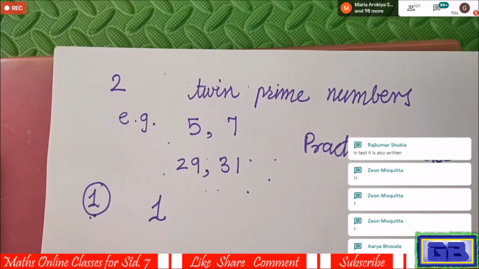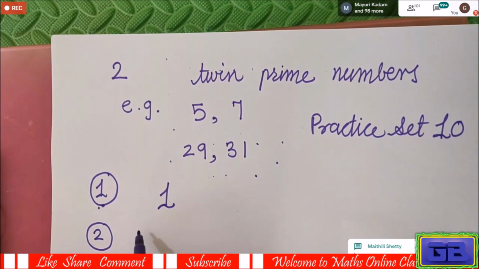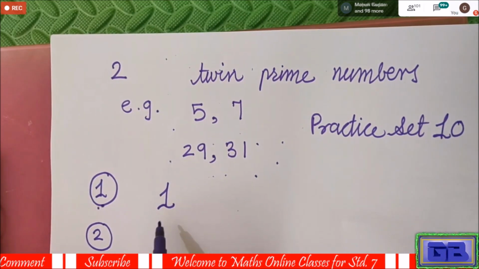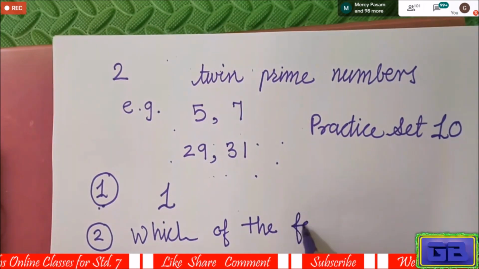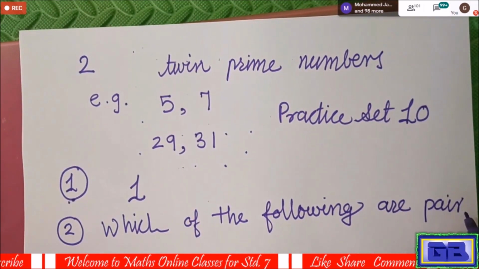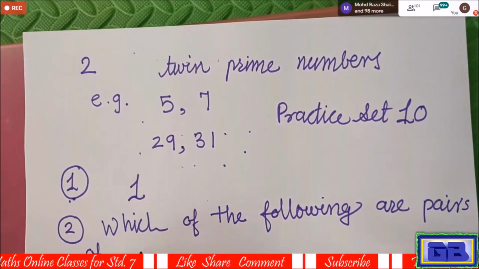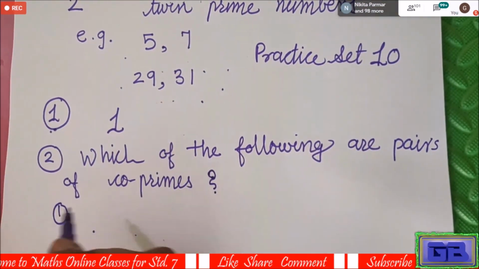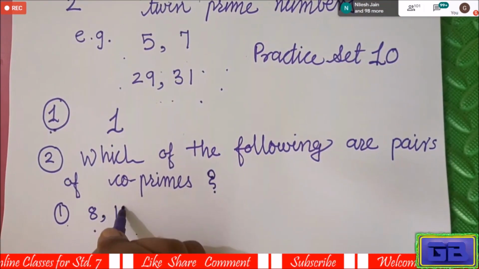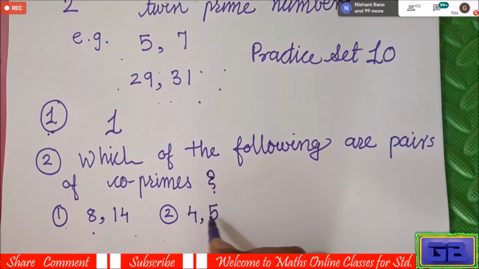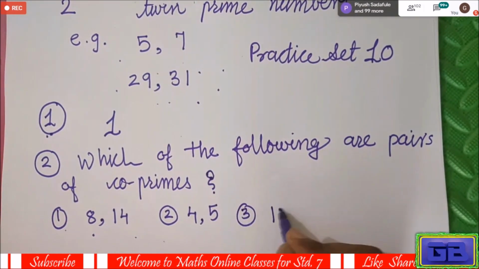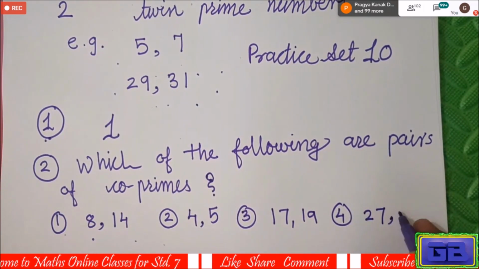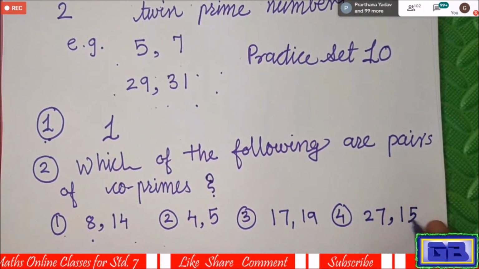Yes, now write down question number 2. Which of the following are pairs of coprimes? 8, 14; 4, 5; 17, 19; 27, 15.